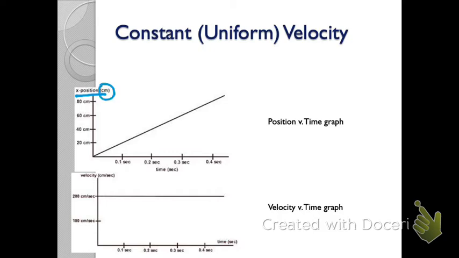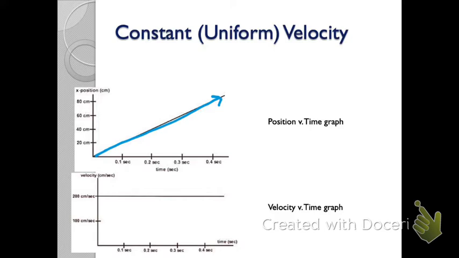Okay, so in a position versus time graph, everything on the y-axis was measuring the position of an object. In this case, it's being measured in centimeters. So it said after 0.1 second, they are 20 centimeters away. After 0.2 seconds, they're 40 centimeters away. After 0.3, here's where they are. After 0.4, that's where they are. But it's measuring their position. And so if you look at this graph, we see a straight line that's sloped in the positive direction.